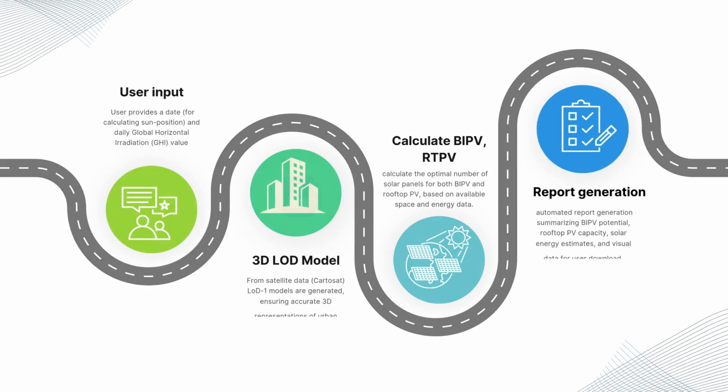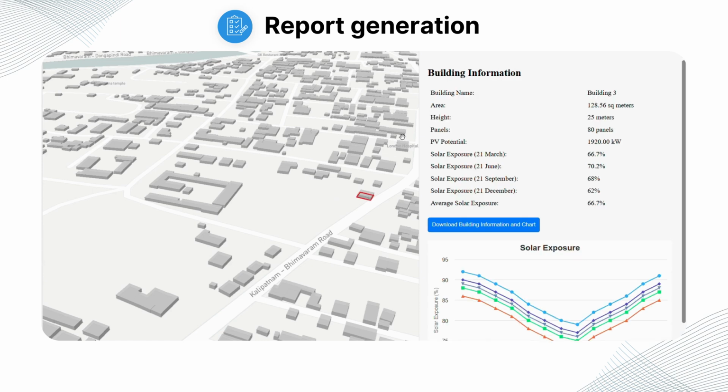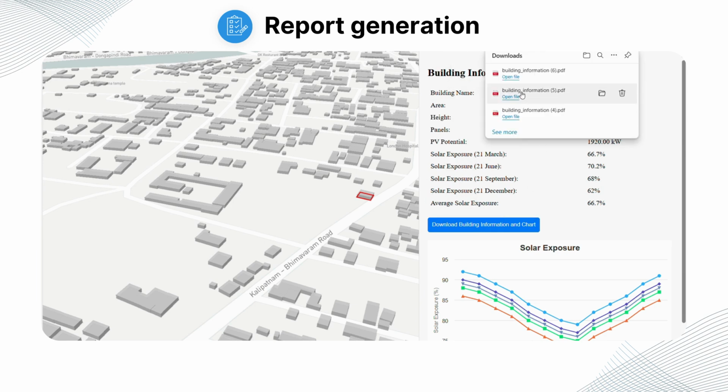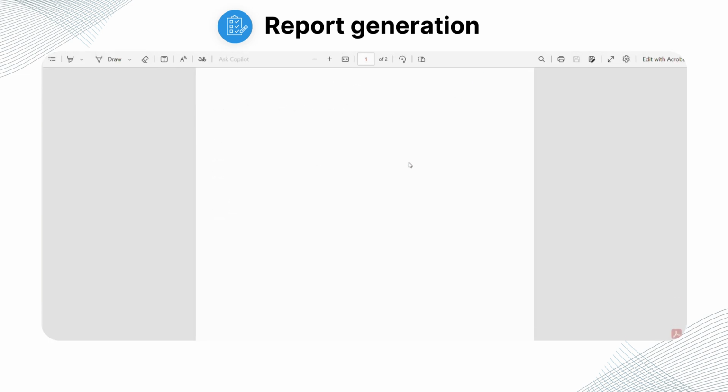The user can select a specific building to witness the area, height, photovoltaic potential, panels count, and graphical representation of solar exposure on vernal equinox, summer solstice, autumnal equinox, winter solstice, and their average sun exposure can be visualized. The detailed report and analysis can be downloaded.